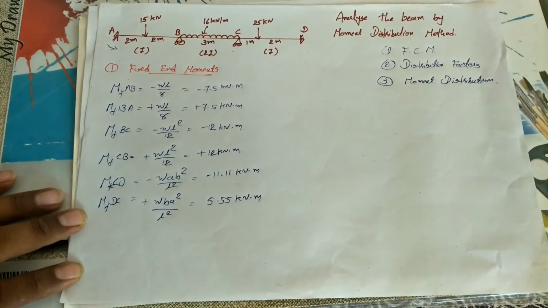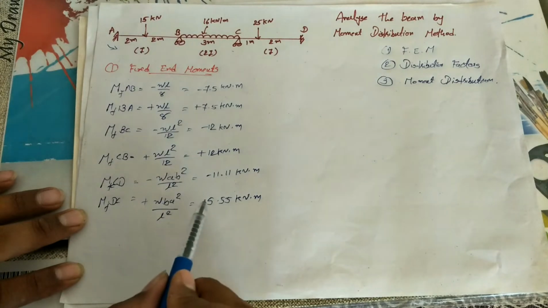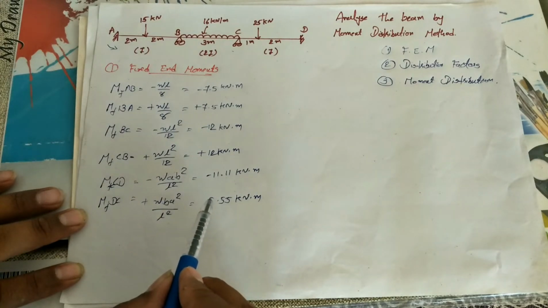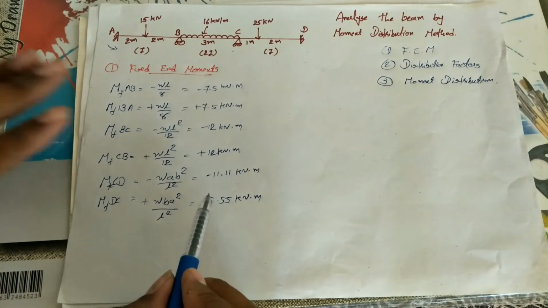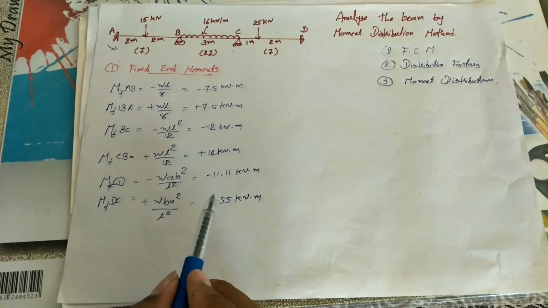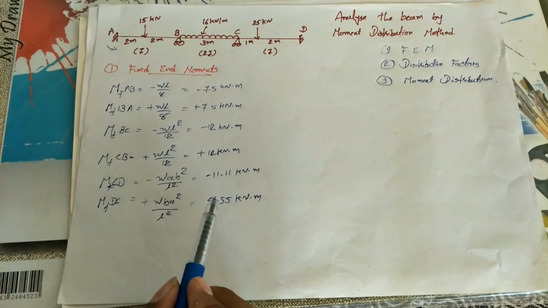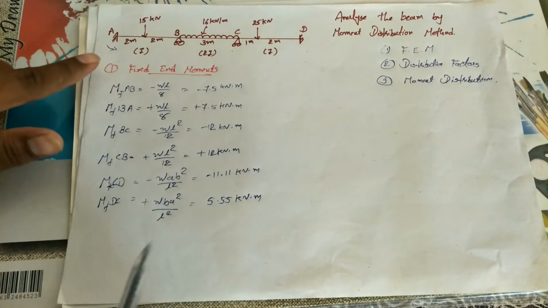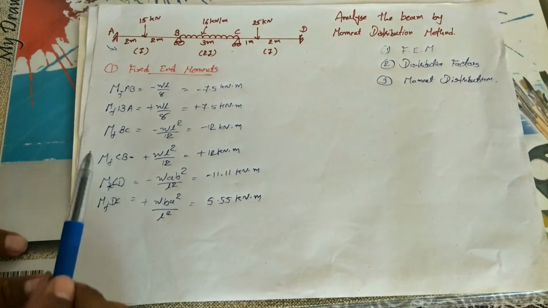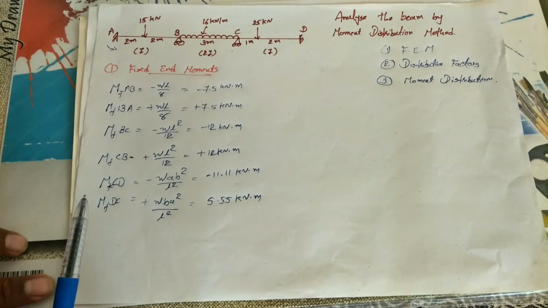I have uploaded 3 videos on my YouTube channel before this video, so please go through them. That example is the same as this example, but over there, for fixed support, I had taken only 2 spans. Here I am going to take 3 spans. So these are your fixed end moments: MF AB, BA, BC, CB, CD and DC.